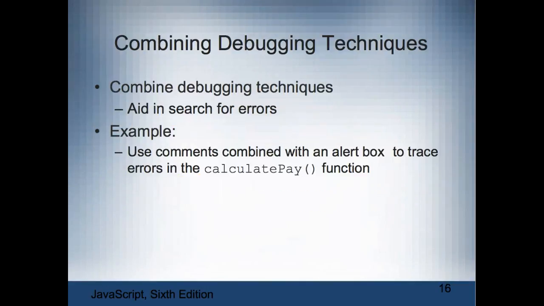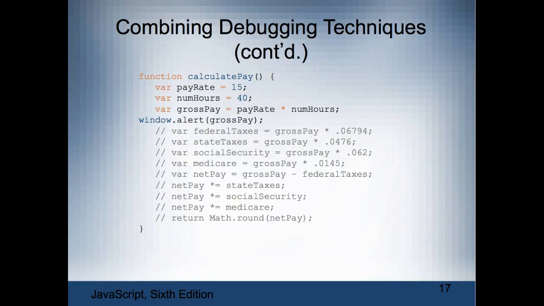It's also possible to combine some of the previously mentioned debugging techniques. This can aid in our search for errors. For example, we can use comments combined with an alert box to trace any errors in the calculatePay function. Here's what that example would look like. We use the window.alert method to display gross pay, and we comment out a whole block of code where we suspect an error may be occurring.